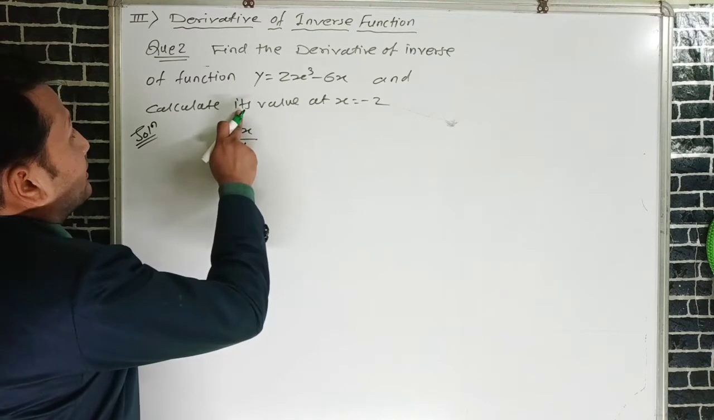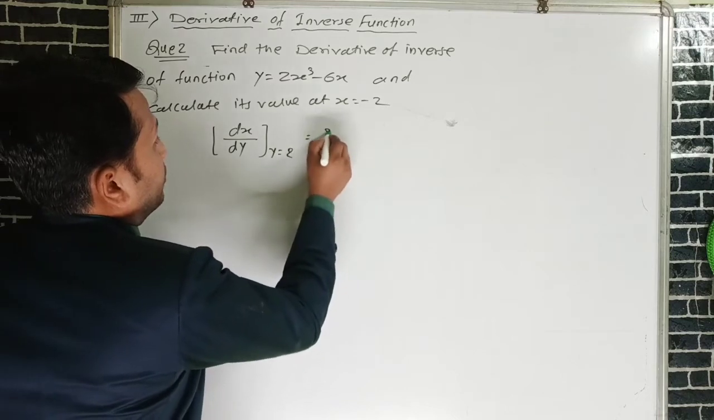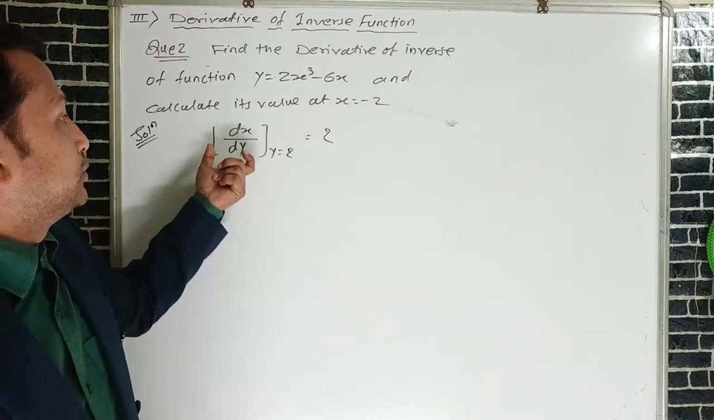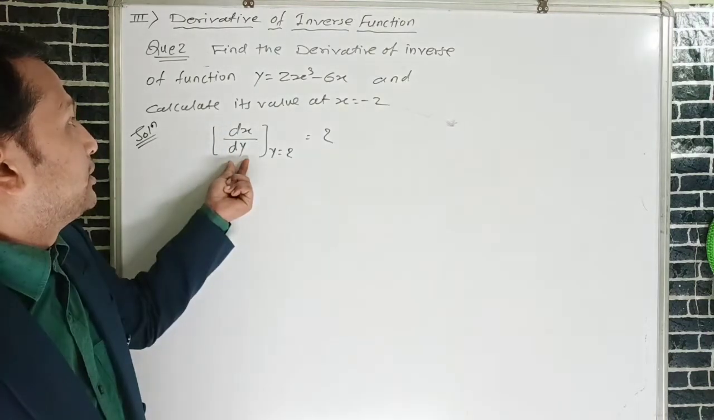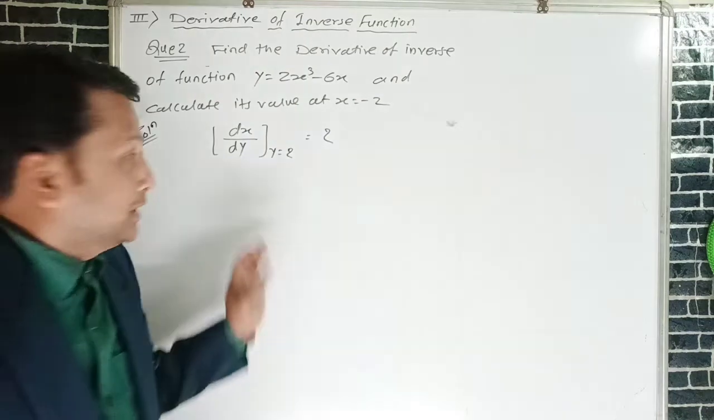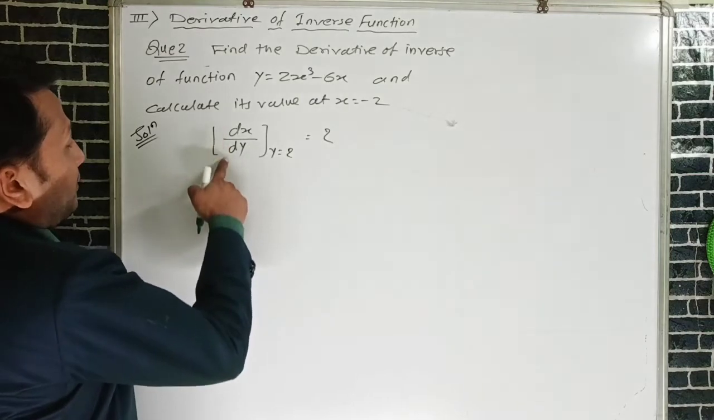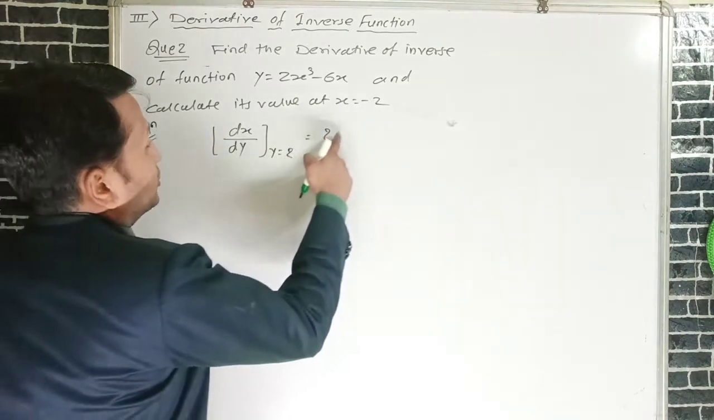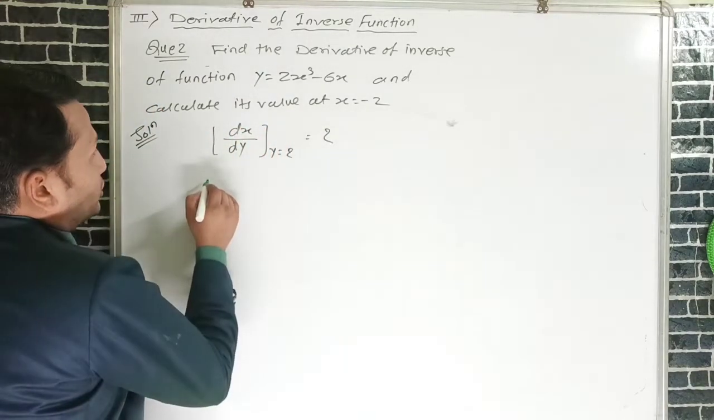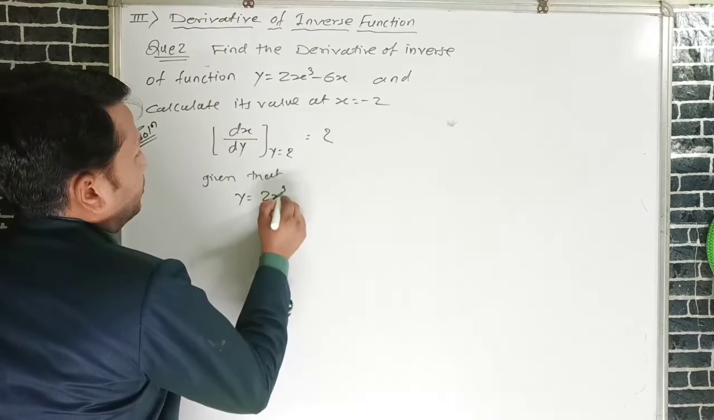at its value y is equal to what? If we find the derivative of x with respect to y, it means that it is an inverse function of y is equal to f of x, that is, x is equal to f inverse of y. If we have to find dx upon dy at y is equal to what? First we calculate the value of y, given that y is equal to 2x cube minus 6x.